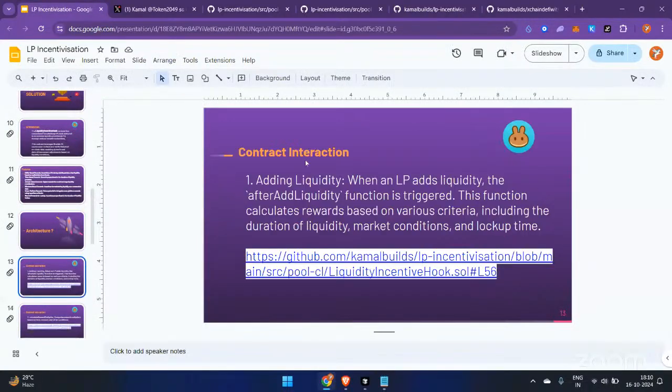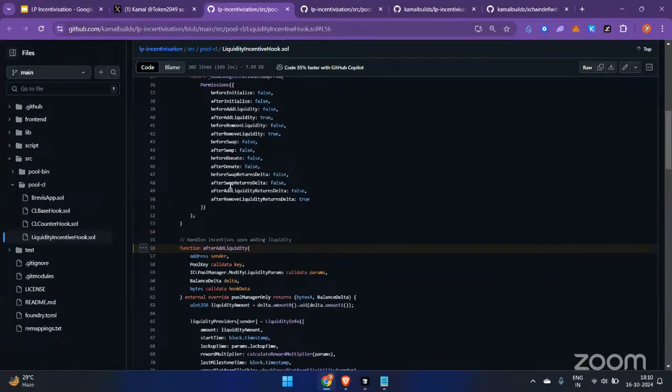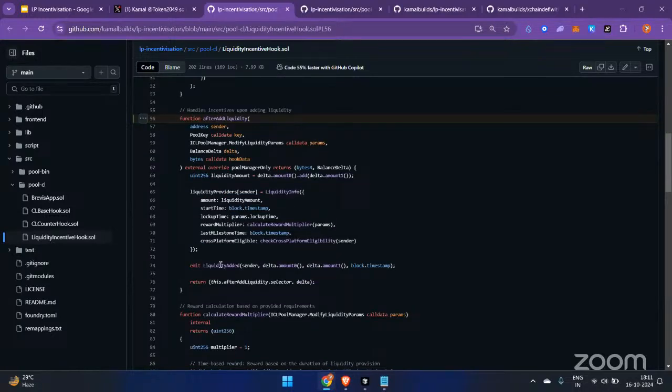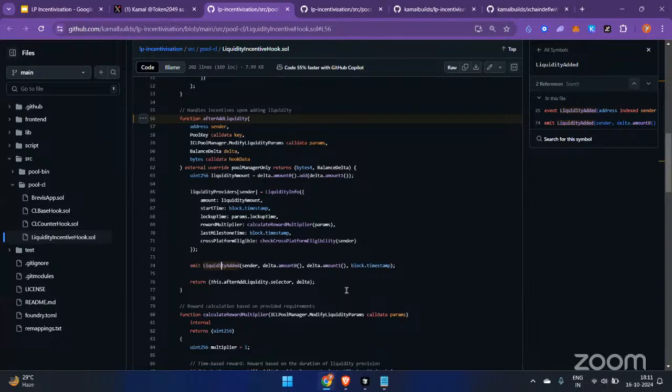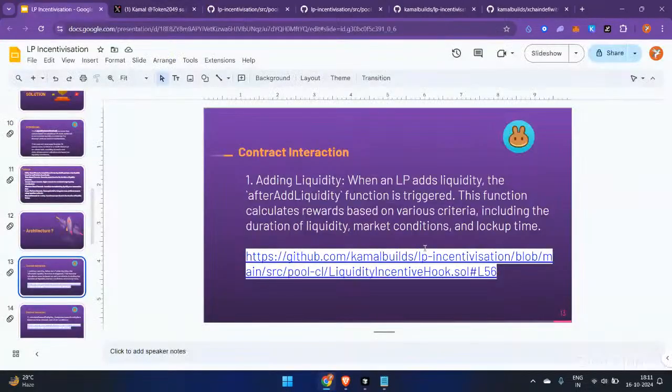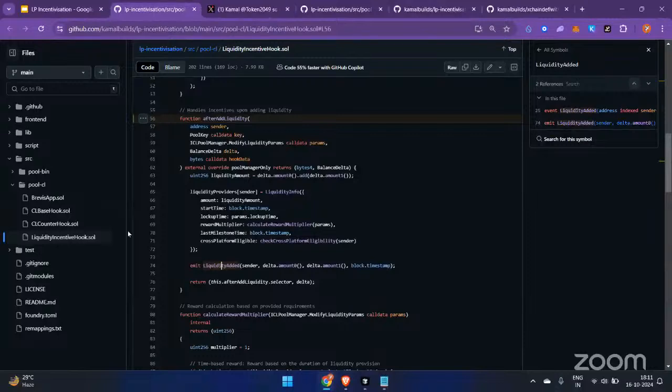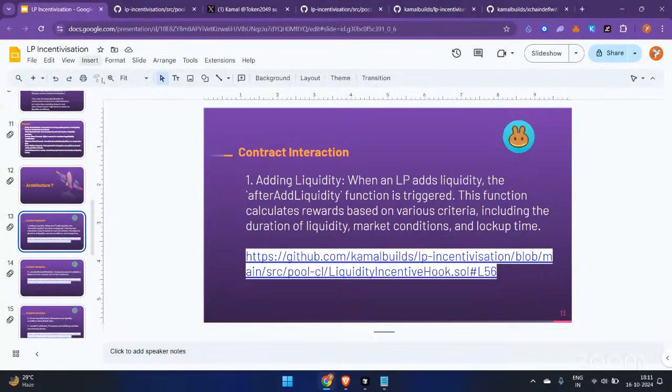Now let's see some of the functions. So here we have adding liquidity. As discussed earlier, here is our after add liquidity function. This gets triggered when an LP adds liquidity, and it checks various functions as discussed. It checks whether an event is emitted, liquidity added, and with the block.timestamp, which is further used to calculate the milestones. This function calculates reward based on various criteria, including the duration of liquidity, market conditions, and the lockup time. That is all the functioning that the after add liquidity function is doing.